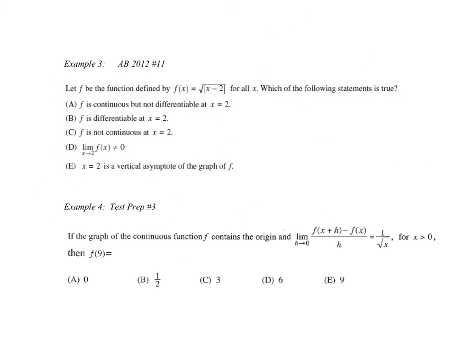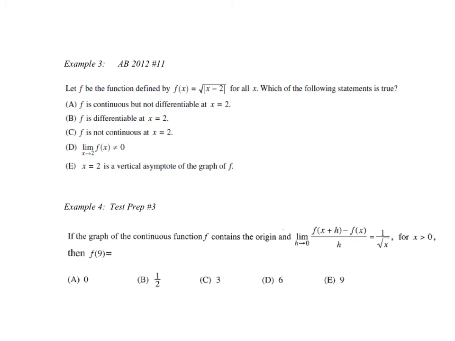For example 3, we're looking at the idea of differentiability, which we've talked about a lot, and continuity, which we've talked about a lot. When you look at this particular function, we don't necessarily know exactly what it looks like. It's a non-calculator problem, so we're not really expected to graph it. But it says which of the following are true. So the first one is f is continuous, but not differentiable at x equals 2.